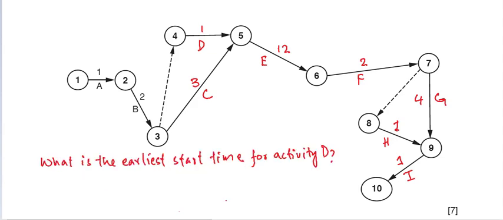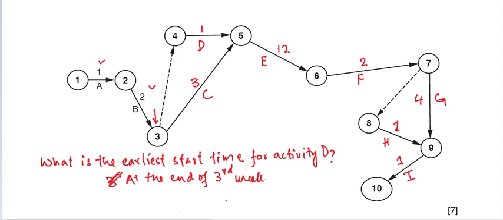Another possible question can be, what is the earliest start time for activity D? Basically, activity D can be started as soon as activity B has ended, right here. So which is what? 3 weeks, right? After 3 weeks, so the earliest start time for activity D can be the third week, or you can say at the end of the third week. At the end of the third week we can start activity D.